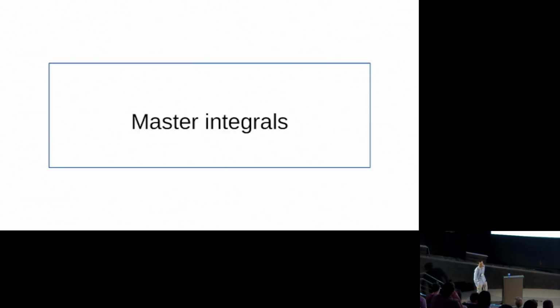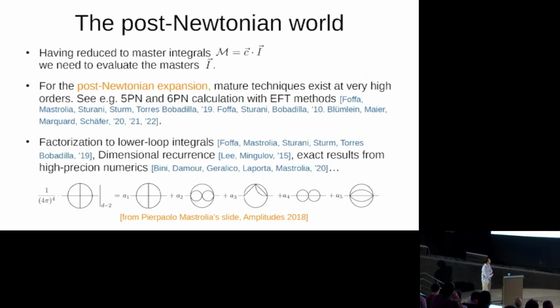Okay, now I'm going into the final part of the talk, about master integrals. First, I will briefly mention, outside the post-Minkowskian world, the closely connected world of post-Newtonian expansion. Recall that we've done IBP. We've written the amplitude as coefficients times master integrals. Now we need to evaluate these master integrals.